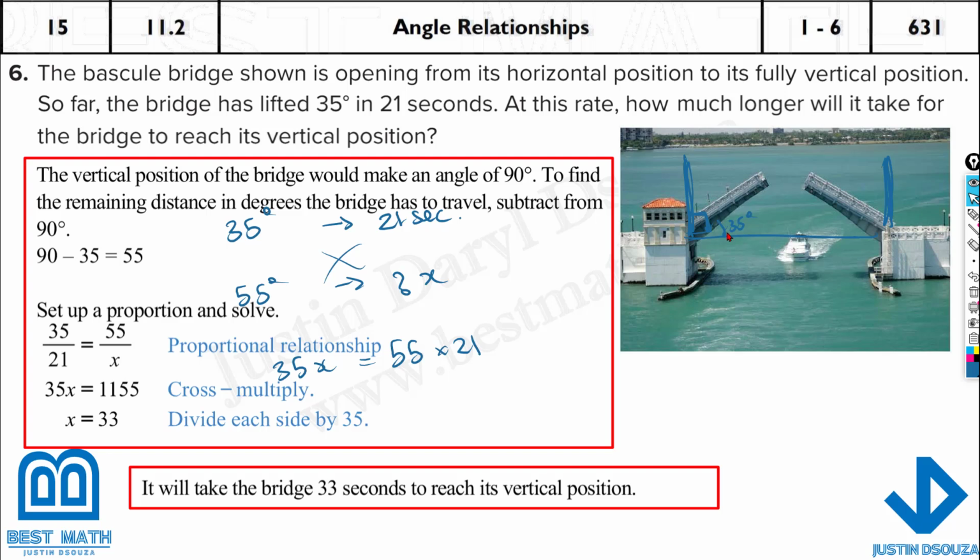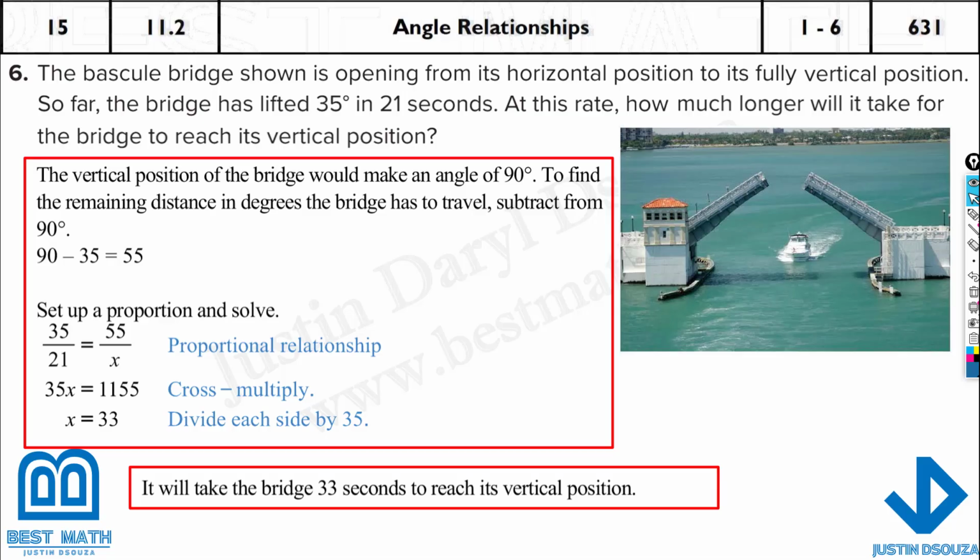So they have told the relationship between the angles. So much opening, 35 degrees, will take 21 seconds. So the remaining part of the angle is 55 degrees. How many seconds? It's just cross multiplication. Just equate them as two relations and then cross multiply and you can solve them.